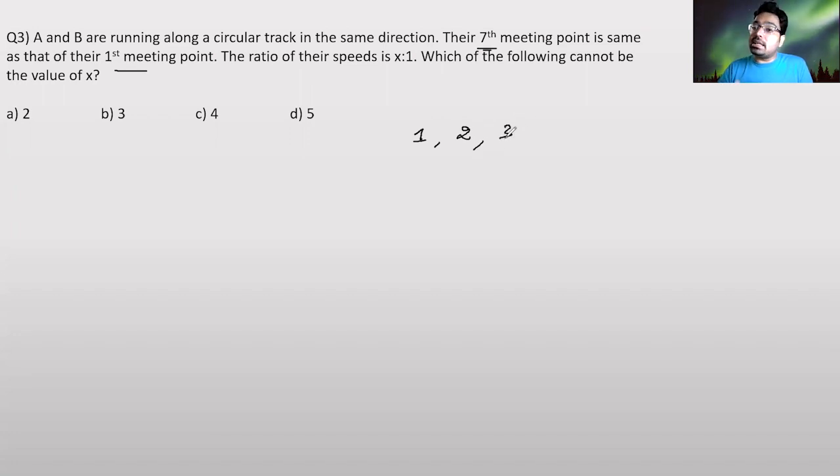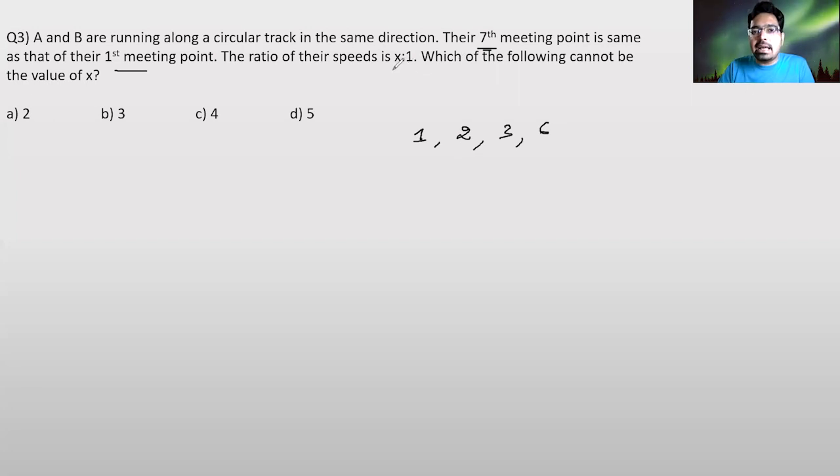Suppose they are meeting at three distinct points on the circle, then the sixth meeting point will be the same as the third meeting point, and then the seventh meeting point will be the same as the first meeting point, right? In that case also, you will have the seventh meeting point the same as the first meeting point, or they've got six distinct points on the circle where they're meeting, and hence the seventh point will be the same as the first point. Which of the following cannot be the value of x?